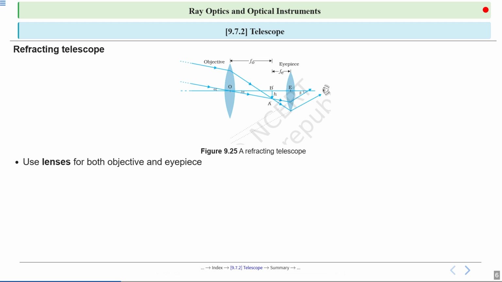So you can see the parallel rays of light are coming from a distant object, and after refracting through the objective lens, an image is formed at the focal plane of the objective lens. Okay, the plane perpendicular to the principal axis passing through the focus is the focal plane of the objective lens. So the image is formed at the focal plane of the objective lens. Okay, then that image will act as an object for the eyepiece, and the eyepiece will form the magnified image of this object.